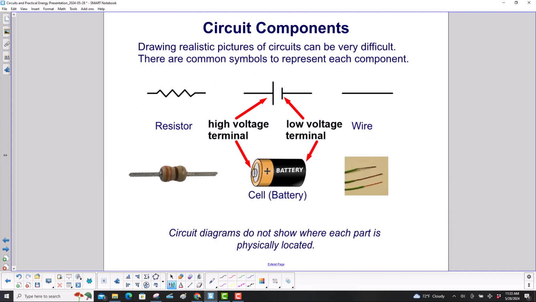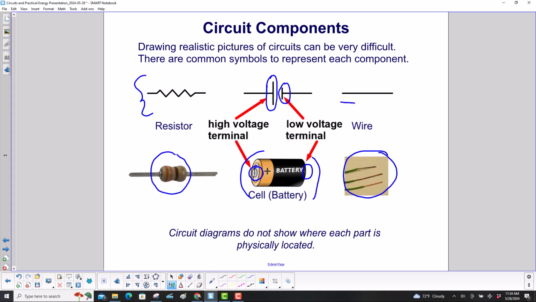Drawing realistic pictures of circuits can be very difficult. There are common symbols to represent each component. This is a picture of a resistor, and here's the symbol we'll use on our diagrams. Here's a battery or a cell, and the high voltage terminal or positive terminal is here, and here's the low voltage or negative. The high voltage terminal has a longer vertical line than the low voltage. And finally, here's some wires, and that's easy to draw. It's just a line. Circuit diagrams do not show where each part is physically located. It just shows where the current is flowing.